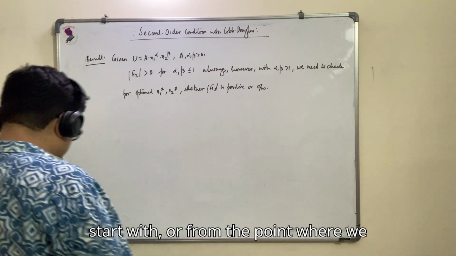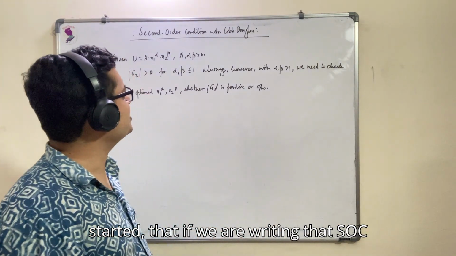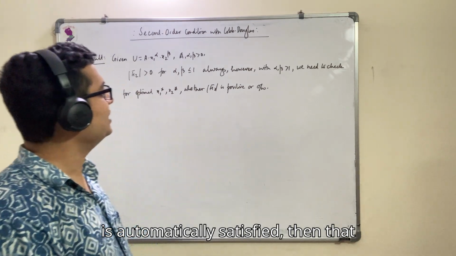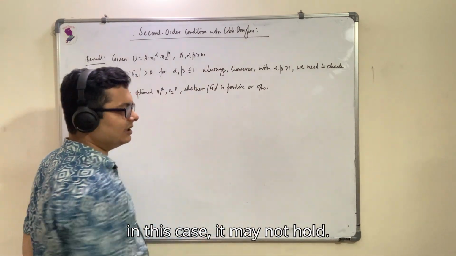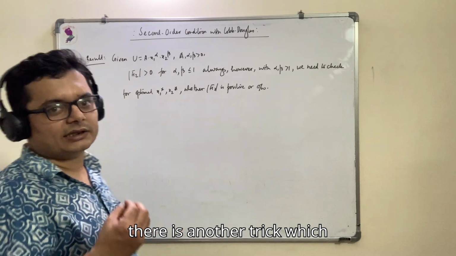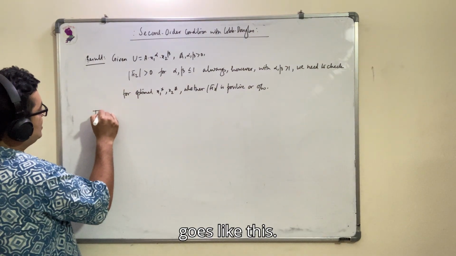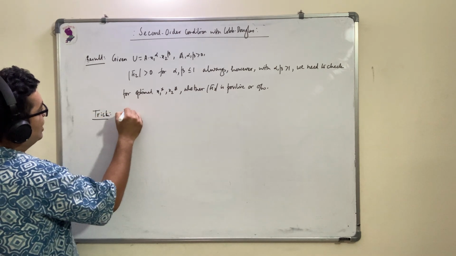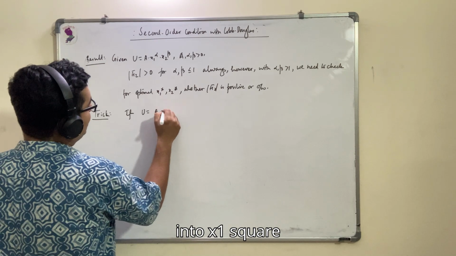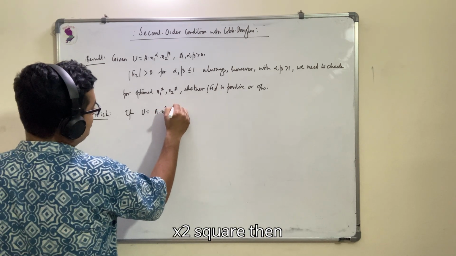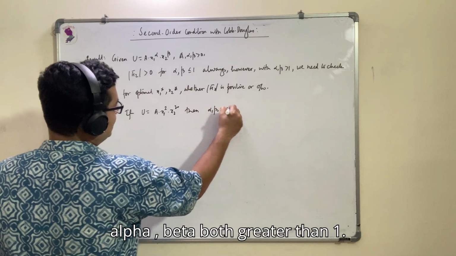So that means, from the point where you started, if we are writing that SOC is automatically satisfied, then that line can be written if this is true. But in this case, it may not hold. There is another trick which is in the bag, and the trick goes like this. If u equal to a into x1 square, x2 square, then alpha, beta are both greater than 1.